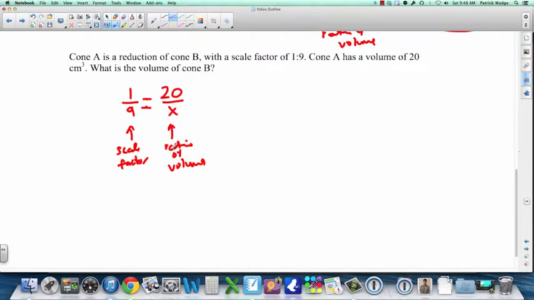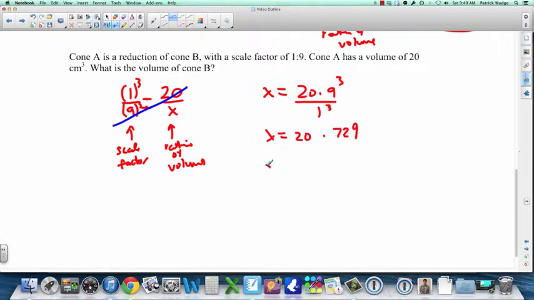So is the scale factor equal to the ratio of volumes? No. What do you have to do to the scale factor to make it equal to the ratio of volumes? You need to cube the scale factor. So this is what's going to give you the answer. So x is going to be equal to, multiply those, 20 times 9 cubed divided by 1 cubed. That's 20 times 729 divided by 1, doesn't make a difference. So x equals 14,580. And what are we talking about here? We're talking about centimeters cubed.